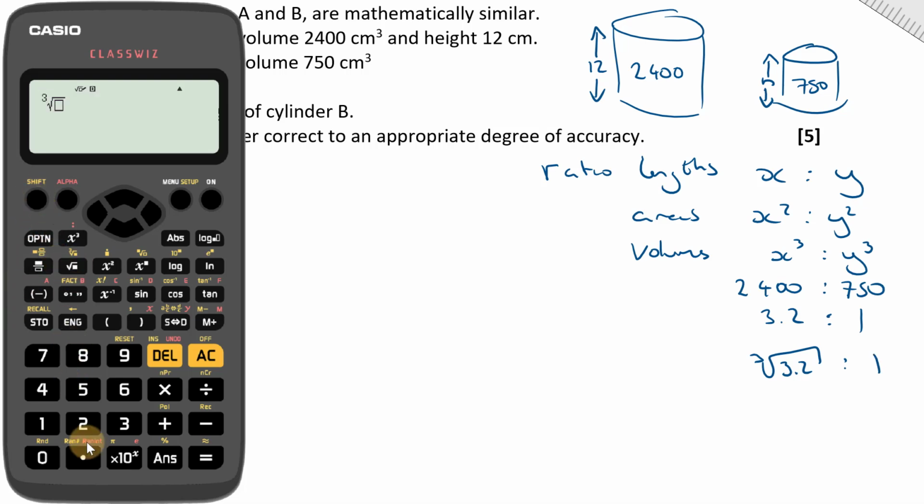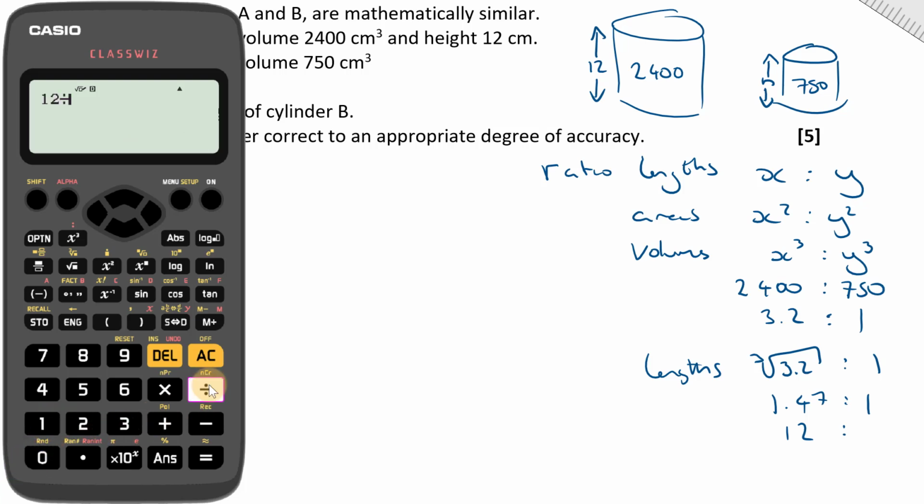So the cube root of 3.2, again according to my calculator, is 1.47 to 1. I'm just going to keep the full calculator display value for now, because I need to use that. This is going to be the ratio of their lengths, 1.47 to 1. So if I take 12 and divide it by the cube root of 3.2, I should be able to find the height of our second can.